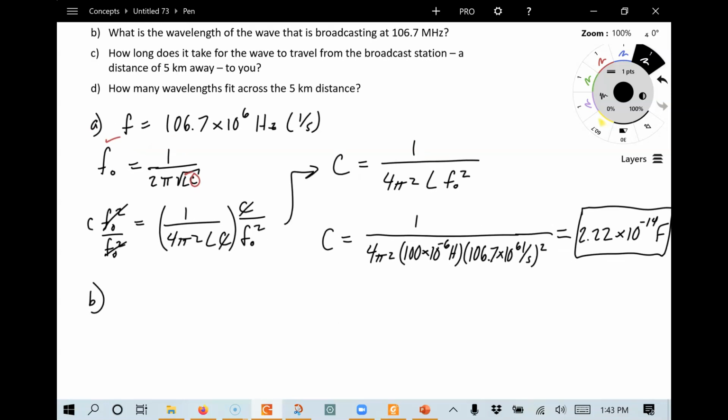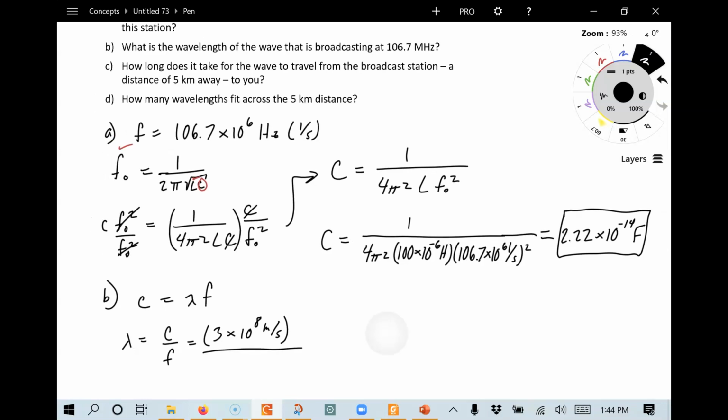What is the wavelength being broadcast here? Well, we can use the good old equation that relates speed, in this case the speed of light, the traveling speed of the electromagnetic wave, which is equal to the wavelength of that wave times the frequency of that wave. And we want to calculate the wavelength. So wavelength is going to be equal to the speed of light divided by the frequency. So the speed of light, 3 times 10 to the 8th meters per second, divided by the frequency, which we're given.